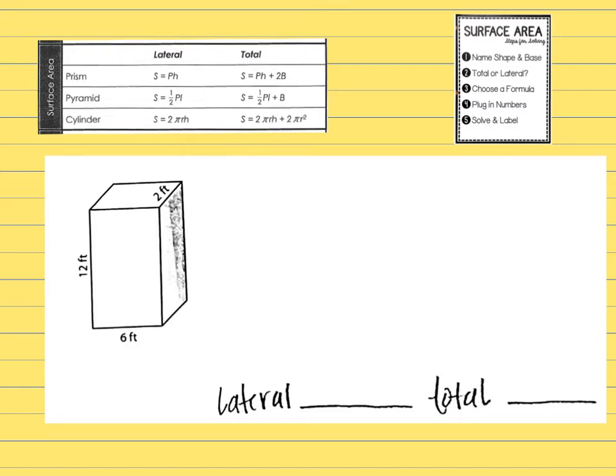Okay, so now we're actually going to look at an example. Again, I have my chart over here, and I have these steps that I'm going to be looking through so I know which formula to choose. The first thing I need to know is what shape do I have and which piece is the base. So in this particular example, the shape that I have is a rectangular prism. So I'm going to write that down.